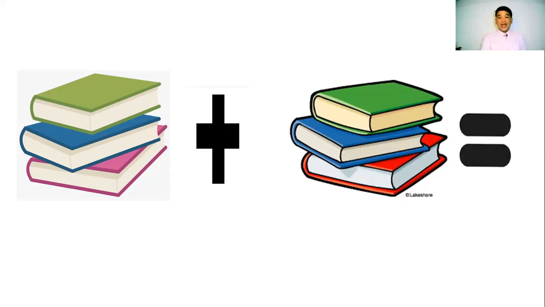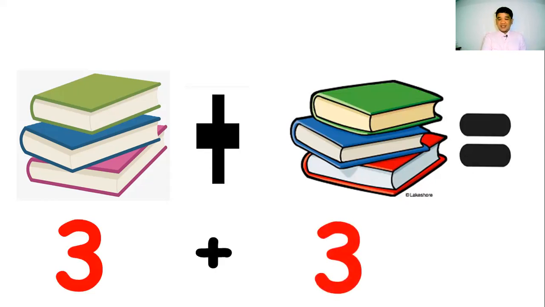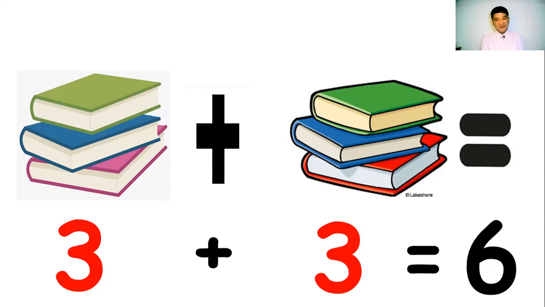Now, to write the number, to count the number of the books, we will write such as 3 plus 3 equals. So the question is, how many books are there altogether? Again, how many books are there altogether? So there are 6 books altogether. Very good.